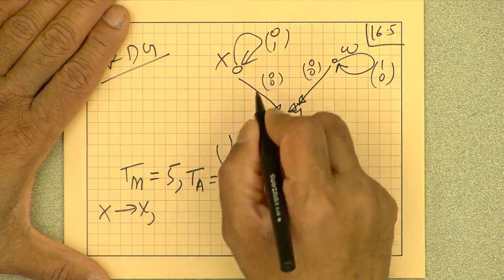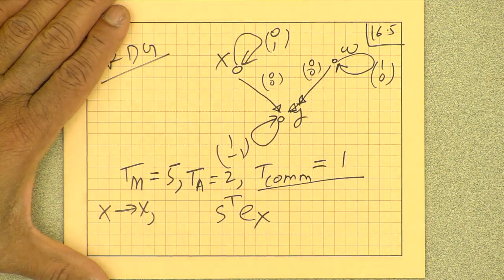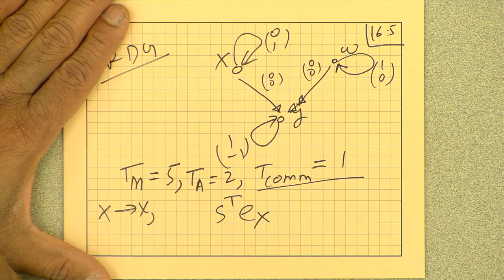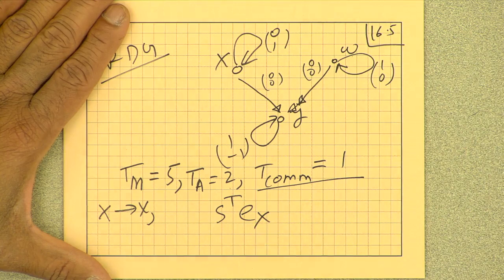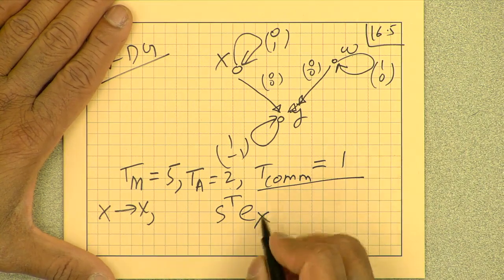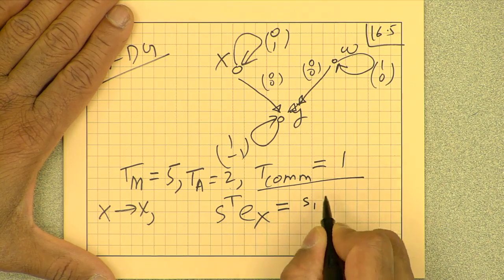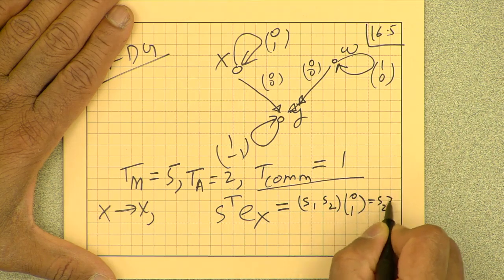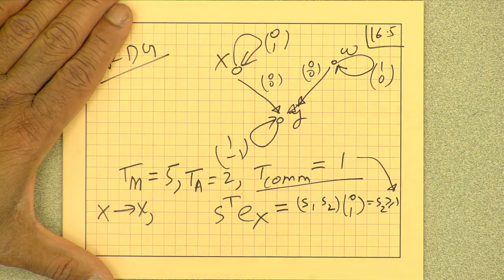But we need to make sure that the communication delay is 1. So that means S transpose E x, the number of delays on the, remember I talked about the edge E maps to S transpose E number of delays. Okay, so S transpose times E x, which will be S1, S2 times 0 1, which is S2 should be greater than or equal to 1, and that 1 is because of the communicating edge.